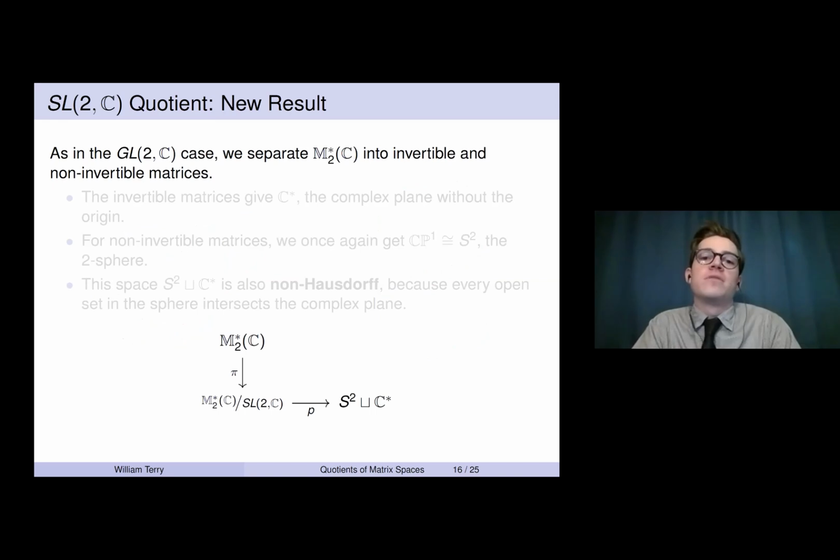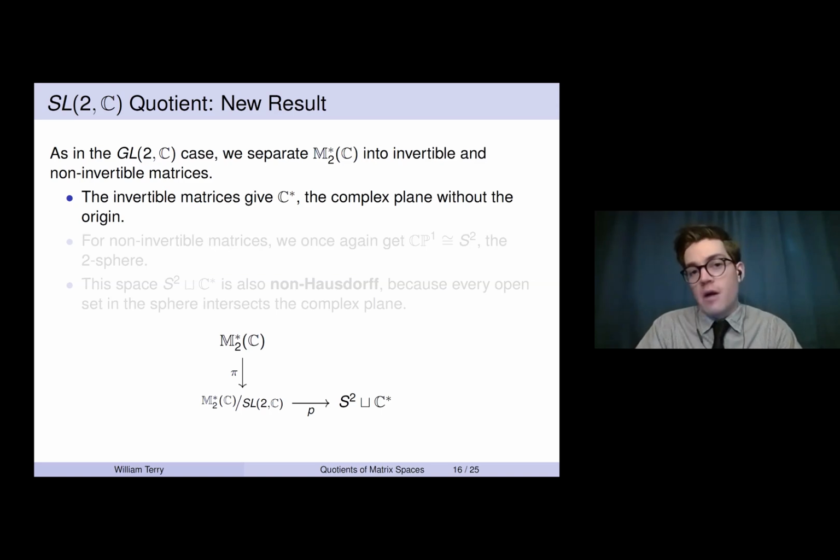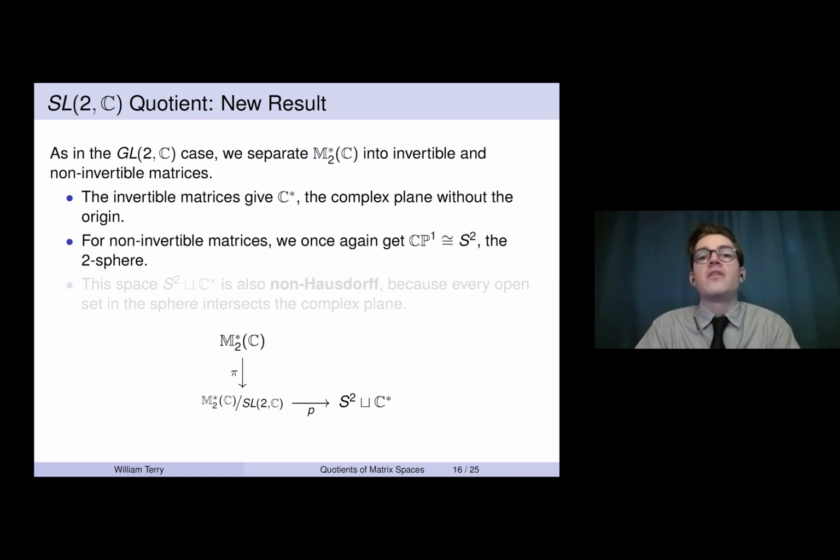The first new original result is the SL2C quotient. As in the GL case, we separate complex 2x2 matrix space into invertible and non-invertible matrices. The invertible matrices give the complex plane without the origin, while the non-invertible matrices once again give us a sphere.